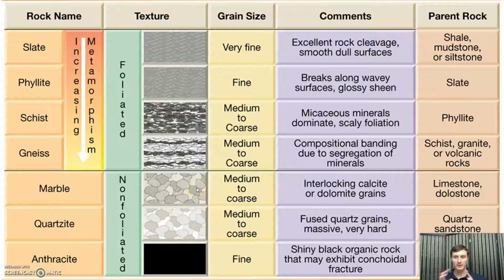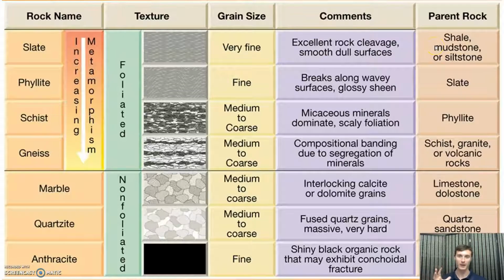So the first thing we need to do here is talk about how we're going to group these metamorphic rocks, and the best way to do this is by texture. We have some that are foliated with some kind of layering to them, and some that are non-foliated, no layering at all. Now, in the ones that are foliated, we start with our mud rock.